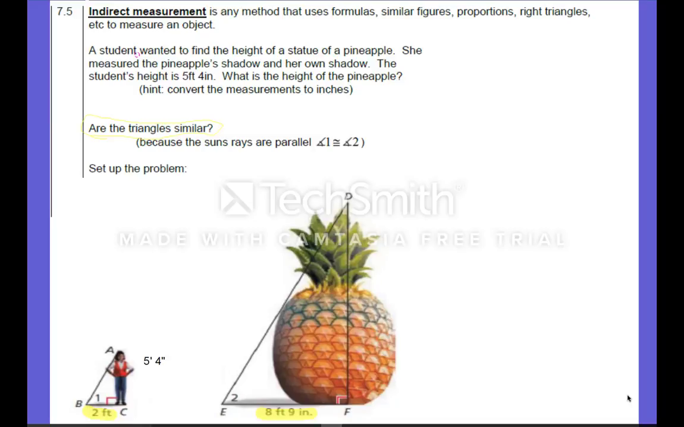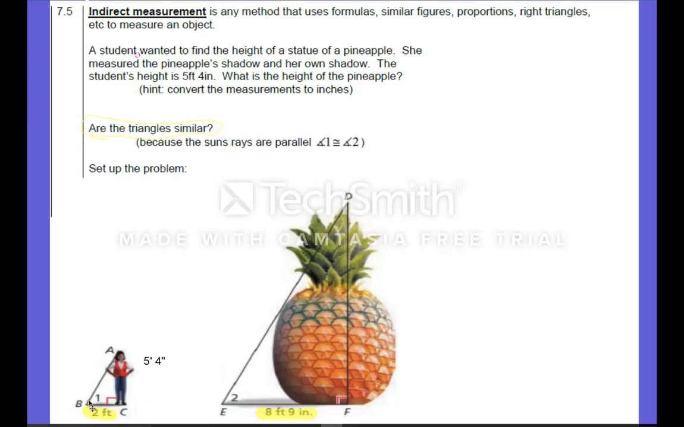So what I'm going to use now is my tools. It gives me a hint here and it says convert the measurement to inches and are the triangles similar. I'm going to use this, but I'm going to finish reading the problem first. It says are the triangles similar?